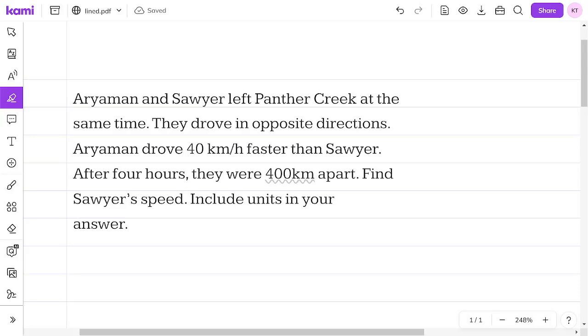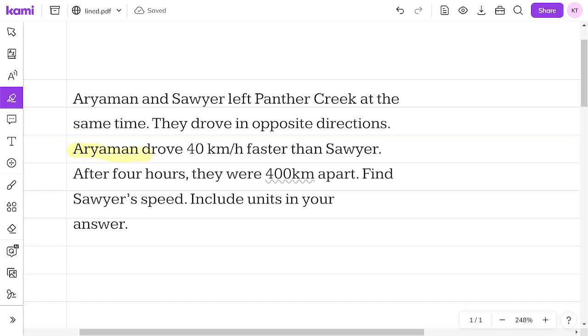All right, so this question says that Ahriman and Sawyer left Panther Creek at the same time and they drove in opposite directions. So Ahriman drove 40 kilometers per hour faster than Sawyer, and then after 4 hours, they were 400 kilometers apart. And so we're going to be finding Sawyer's speed and making sure we include our units in our answer.